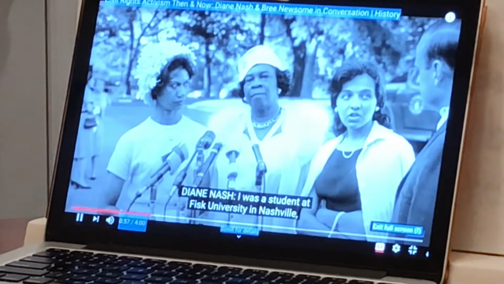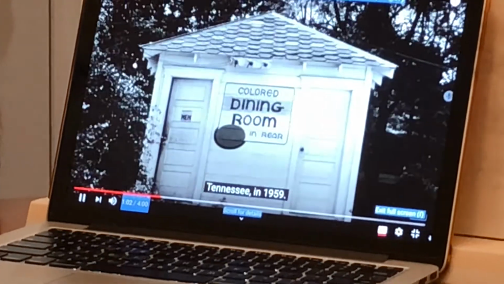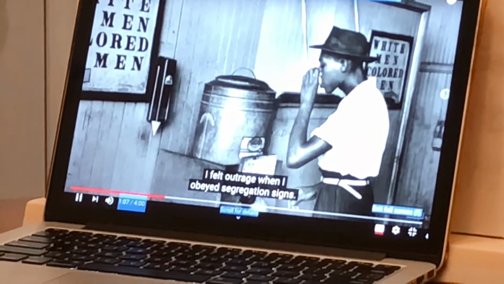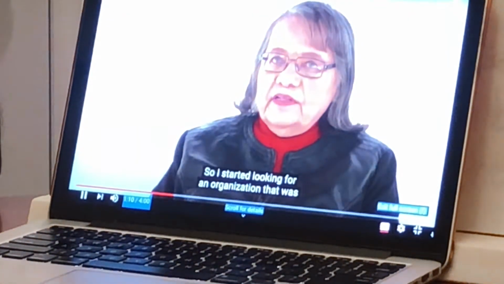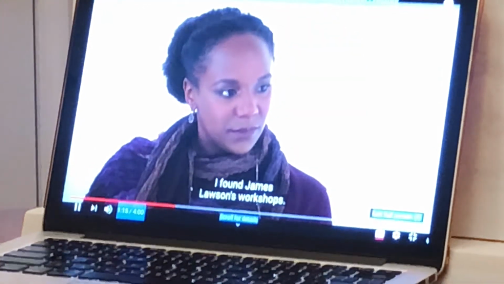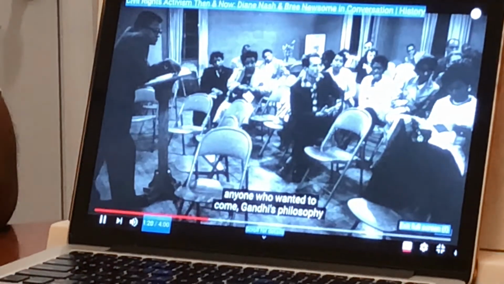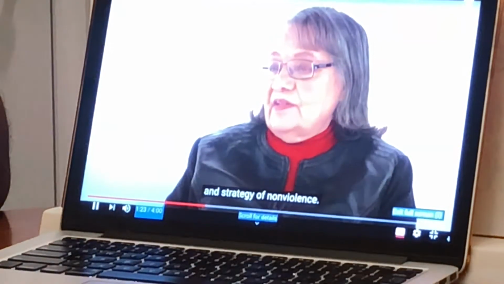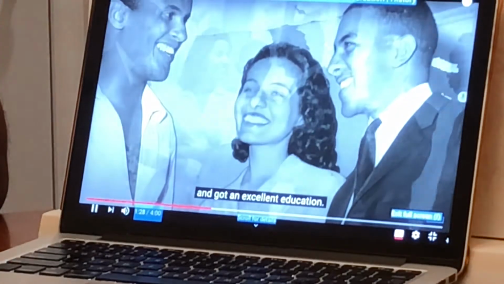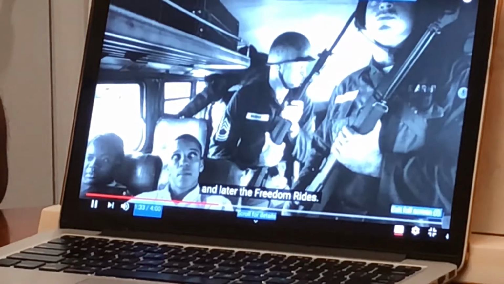I was a student at Fisk University in Nashville, Tennessee in 1959. I felt outraged when I obeyed segregation signs, so I started looking for an organization that was trying to combat segregation. I found James Lawson's workshops. He was teaching community people and students, anyone who wanted to come, Gandhi's philosophy and strategy of nonviolence. I was at the right place at the right time and got an excellent education, and from there I took part in the sit-ins and later the freedom rides.